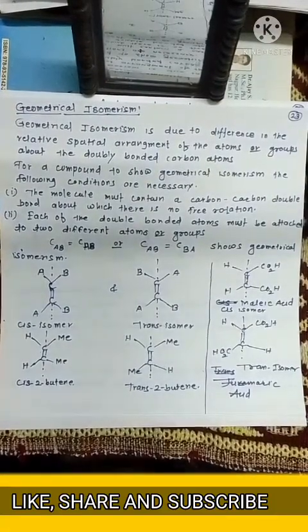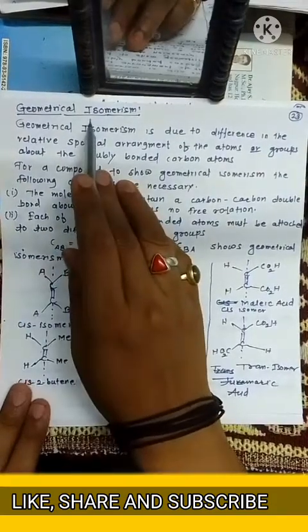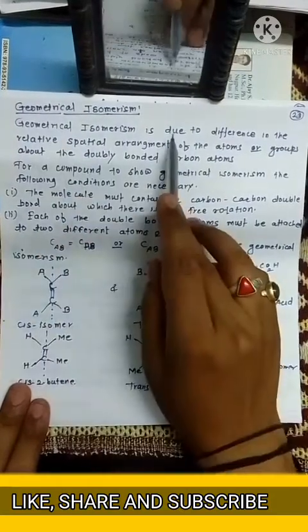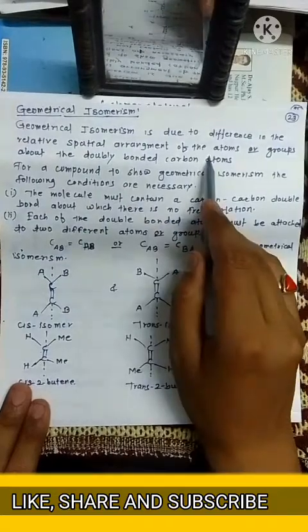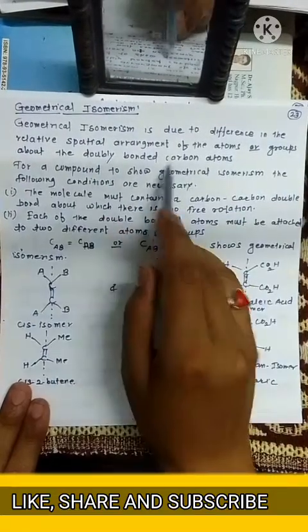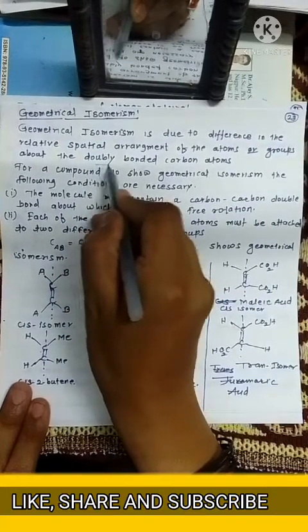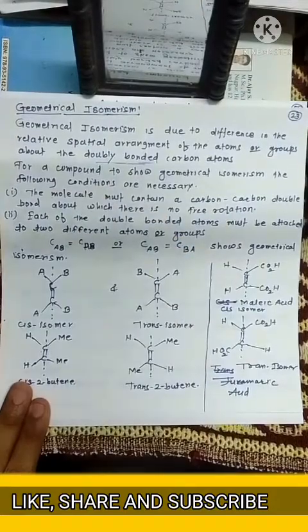Good morning, student. Today we are going to learn geometrical isomerism. Geometrical isomerism is due to the difference in the relative spatial arrangement of the atoms or groups about the doubly bonded carbon atom. Just note that it is the important condition. Molecule should possess double bond or triple bond.